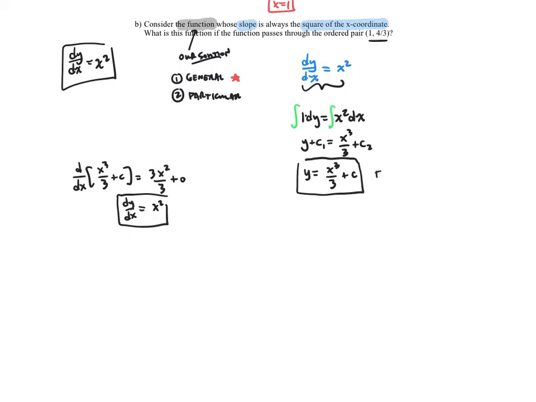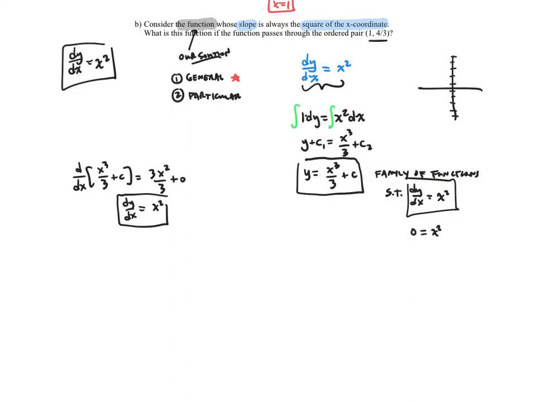This provides for us a family of functions with an infinite number of members whose derivative is such that dy dx is equal to x squared. Let's visualize real quick the slope field for dy dx equals x squared. Let's say dy dx equals 0. Where does x squared equal 0? Always at 0. Nowhere else.